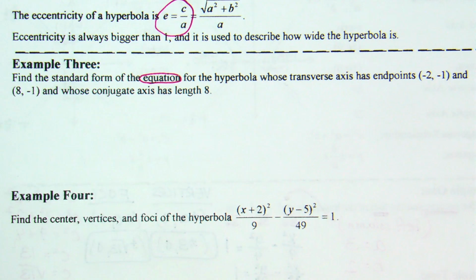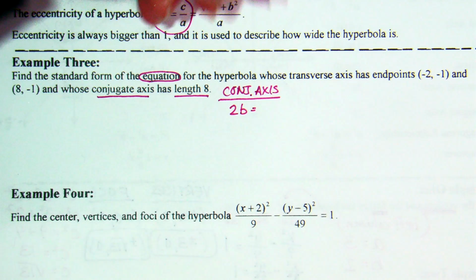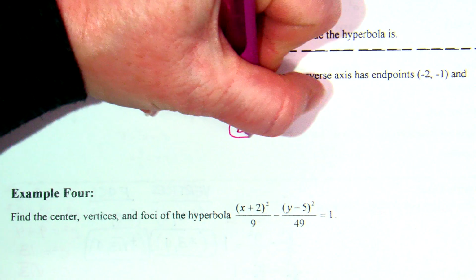I think this is Carly's favorite part here. I agree. It's the easy part. Let's get the known stuff out of the way right away. Conjugate axis has length 8. And if you look up in the chart, what does it say about conjugate axis? Conjugate axis is 2b. So that means 2b equals 8, and so b equals 4.